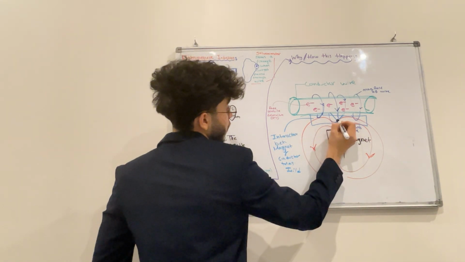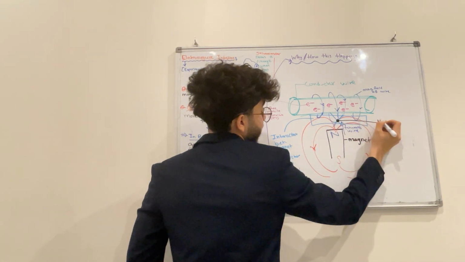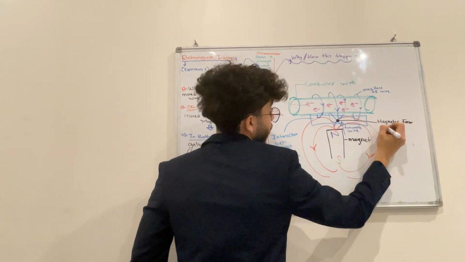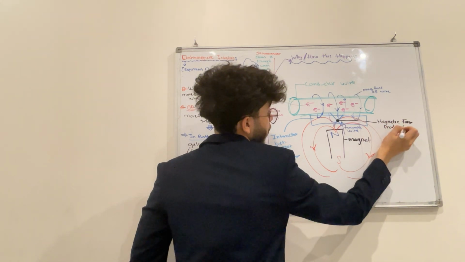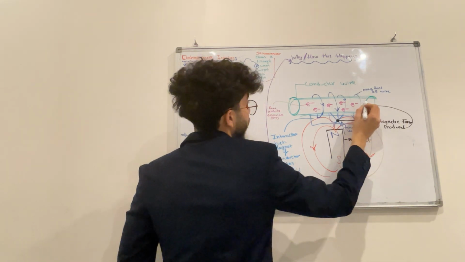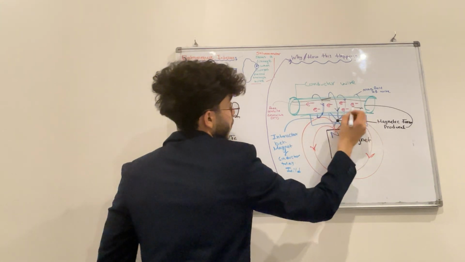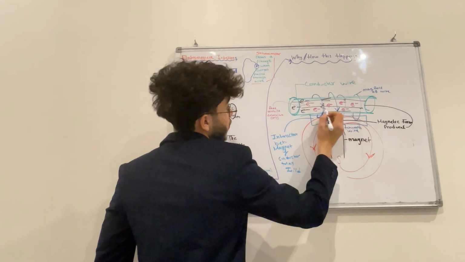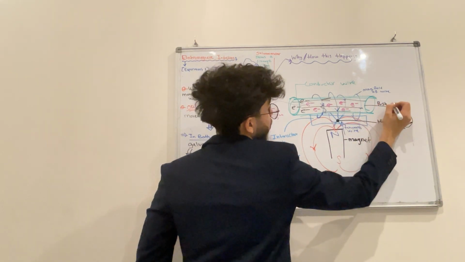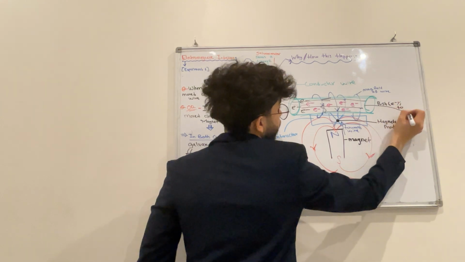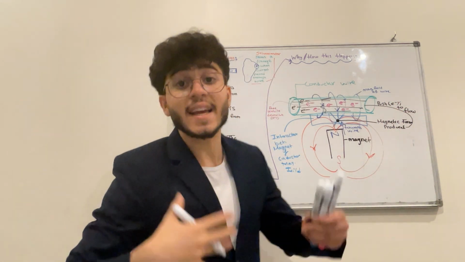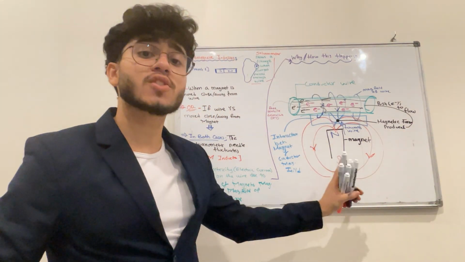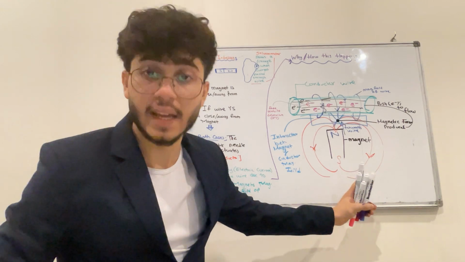Now this magnetic force produced will push the electrons to flow, creating a current. So this exactly is how electromagnetic induction takes place.